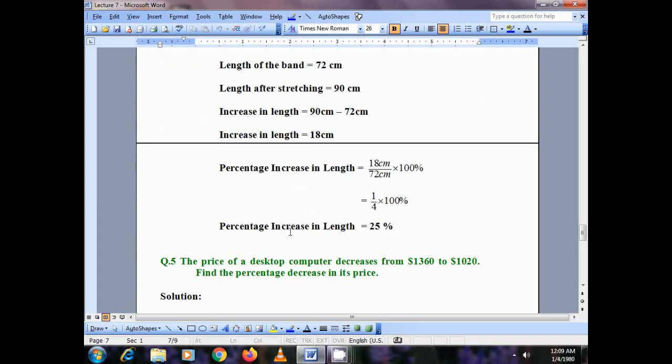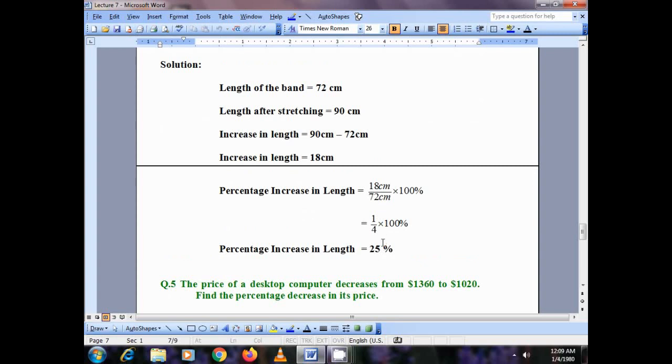So the percentage increase in length of the band will be 25%, which means after stretching this band from 72 centimeter to 90 centimeter, the percentage increase in length will be 25%.